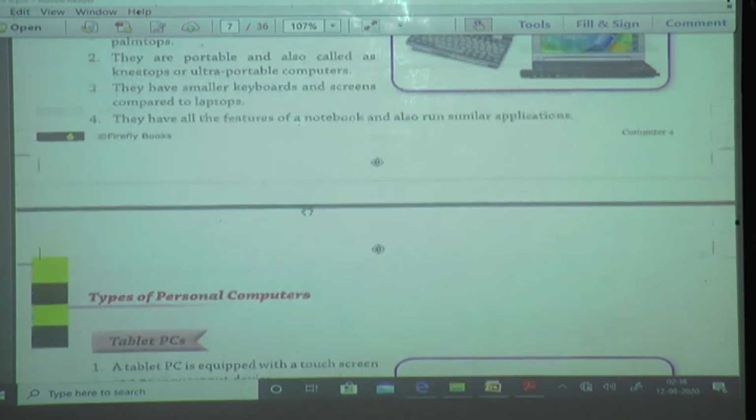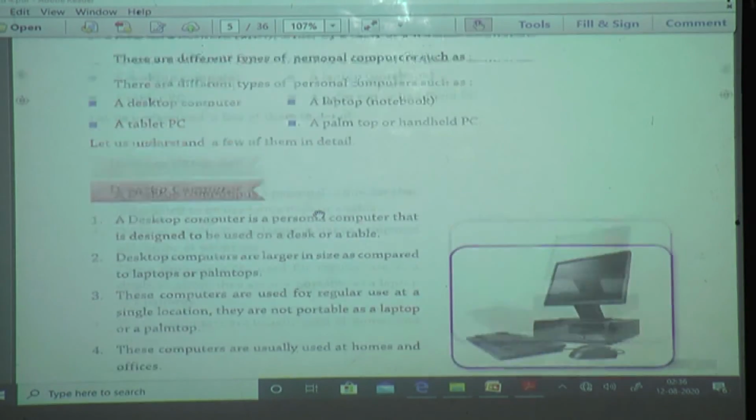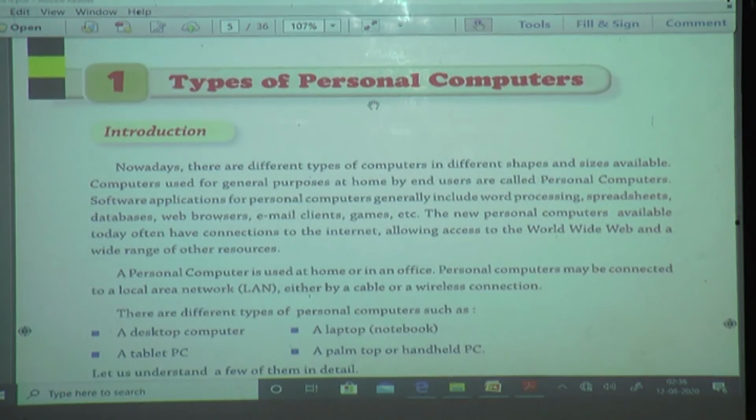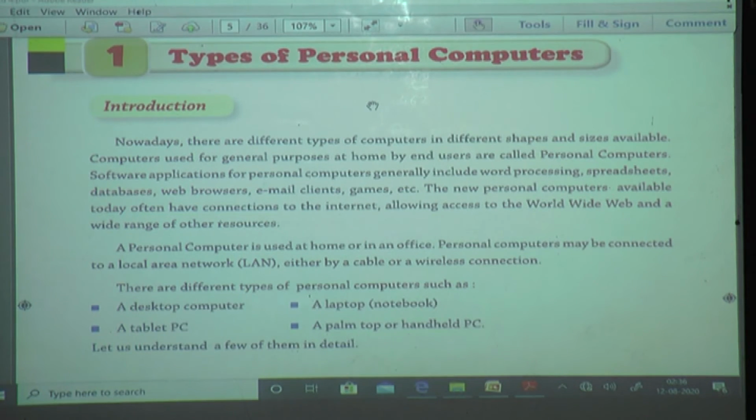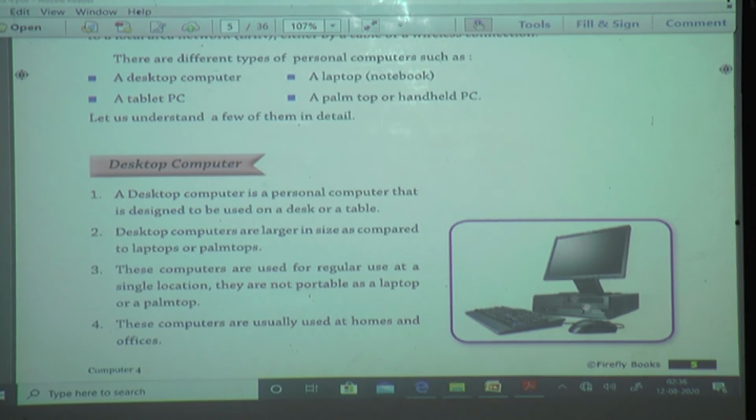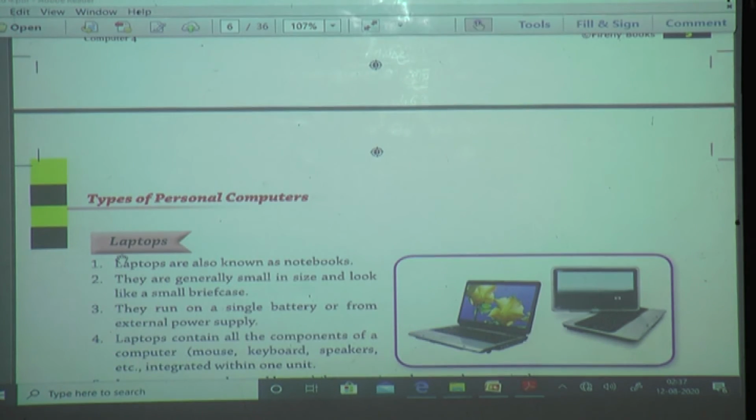Understand what we have learned in that chapter? This personal computer. Which type of computer is called a personal computer? If we are using a computer at home, as a home or end user, that type of computer is called a personal computer. And personal computers are divided into 4 parts: the desktop computer, laptop, handheld PC and tablet PC. Desktop computers look like that. Next, laptop. Laptop looks like this picture.